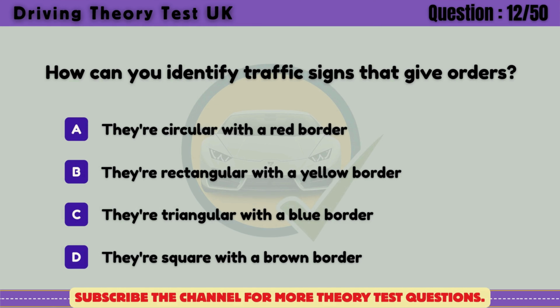Question 12. How can you identify traffic signs that give orders? Option A. They're circular with a red border. B. They're rectangular with a yellow border. C. They're triangular with a blue border. D. They're square with a brown border.